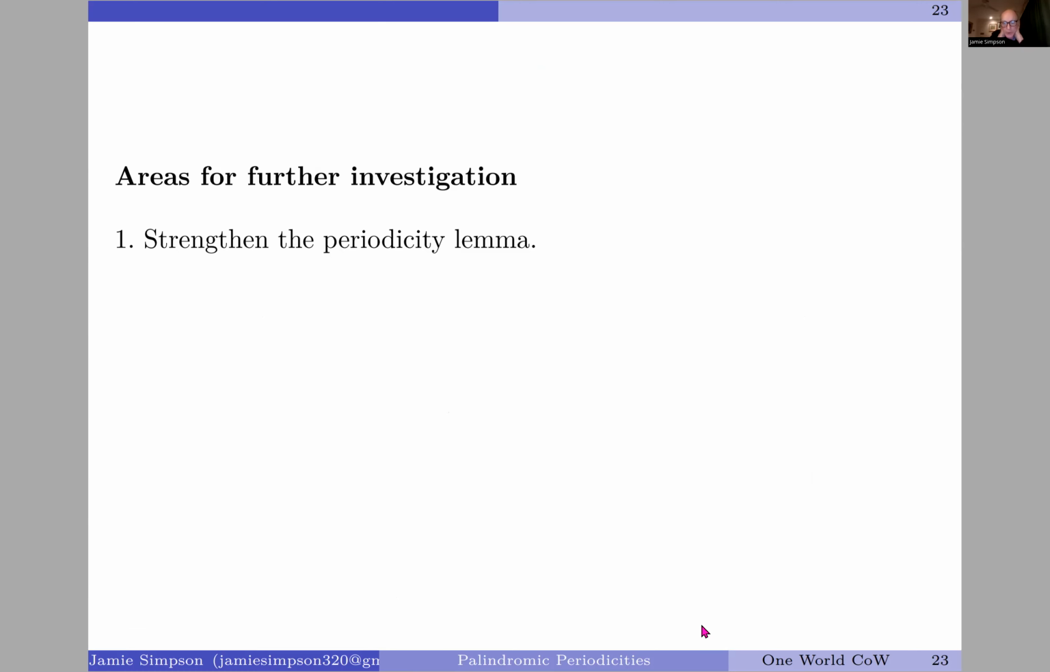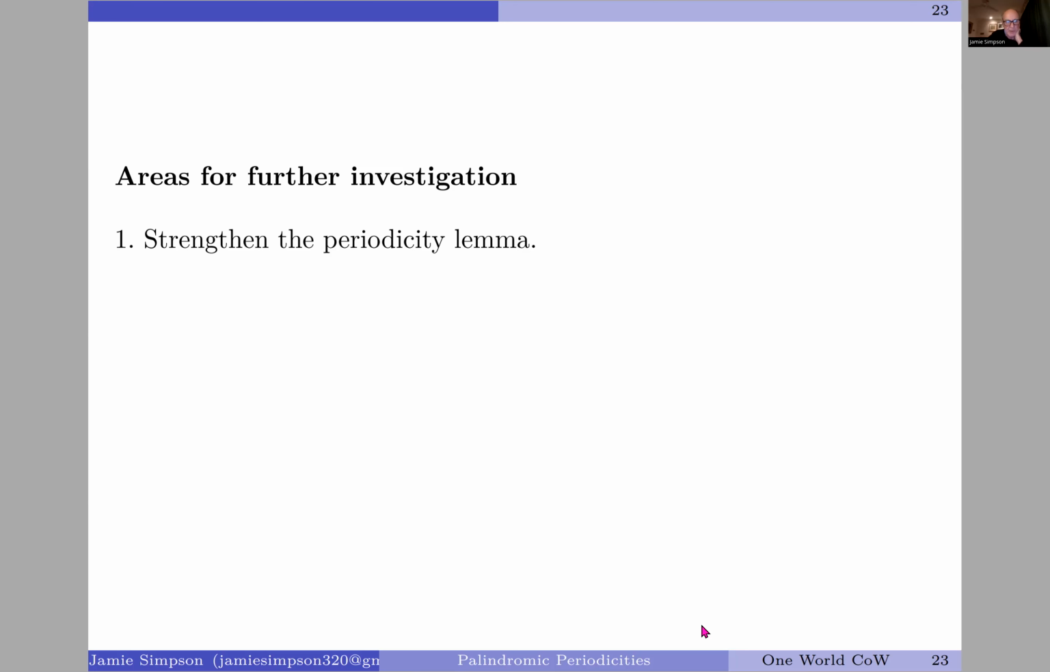So now I'll talk about how we can extend these things. There are various ways we can investigate this. The first one is just to strengthen that periodicity lemma. That would be nice, to get a full description of what's happening rather than just what's happening in the first column of my last table.